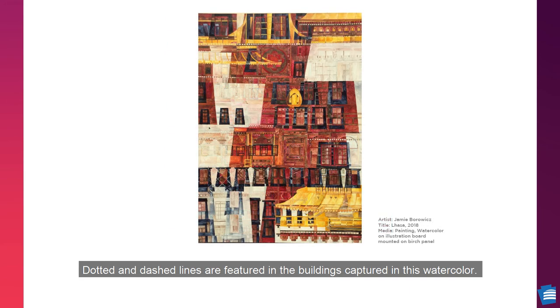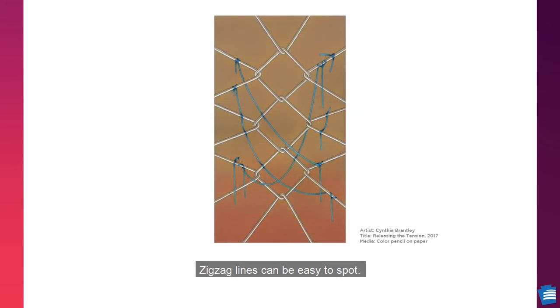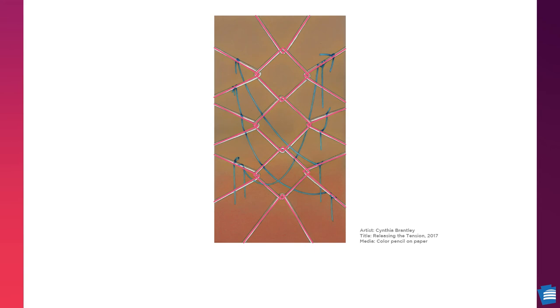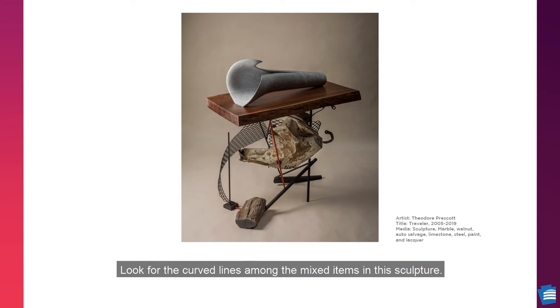Dotted and dashed lines are featured in the buildings captured in this watercolor. Zigzag lines can be easy to spot. Can you see the zigzags in this artwork created using color pencils on paper? There are many curved lines to spot here. Look for the curved lines among the mixed items in this sculpture.